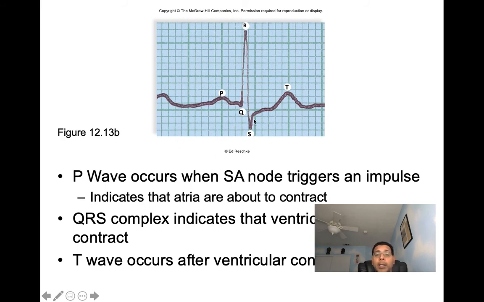Next, the QRS complex indicates that the ventricles are about to contract. So if we use the terms diastole and systole, we can say here the P wave is indicating that the atria are about to undergo systole. So we're about to have atrial systole. The QRS complex indicates that the ventricles are about to contract, so it indicates ventricular systole is about to occur. Last in here we can see our T wave. Our T wave is going to occur after ventricular contraction, so it's going to indicate that ventricular diastole is about to occur now.